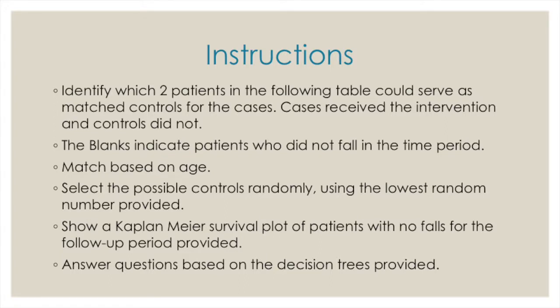Okay, so let's quickly go over the instructions given to us for this assignment. It says to use the table provided and identify which two patients in the following table could serve as matched controls for the cases. The cases received the intervention while the controls did not, and the blanks on the chart indicate patients who did not fall during the given time period. We are going to match the cases based on the age and select the possible controls randomly using the lowest random number provided, which is in the rightmost column of that chart. We will then show a Kaplan-Meier survival plot of patients with no falls for the follow-up period provided. Then for part 2 of this assignment, we will answer questions based on the decision trees provided.